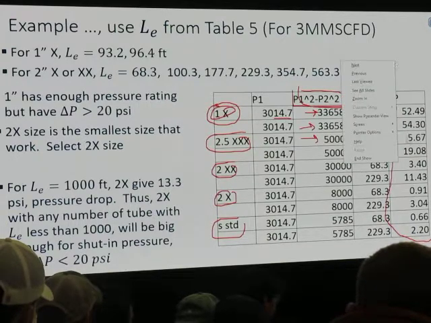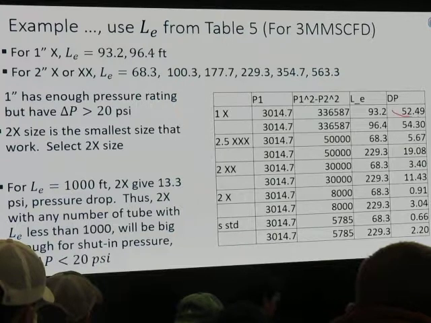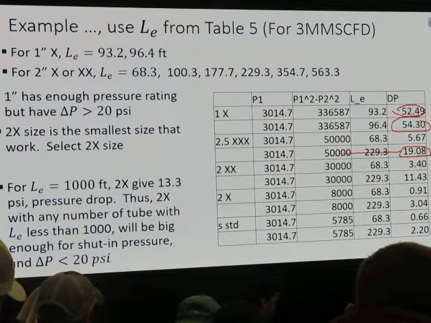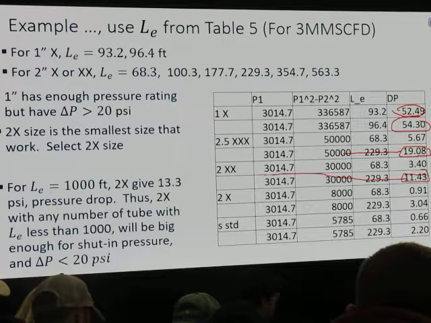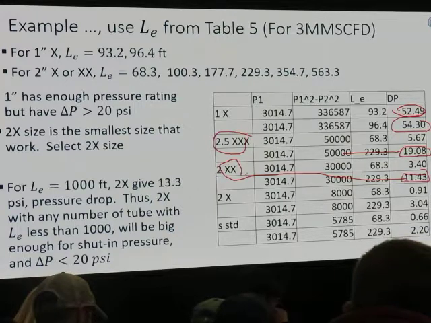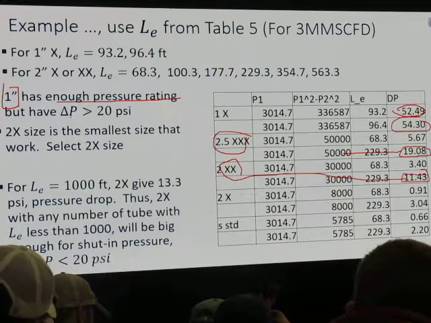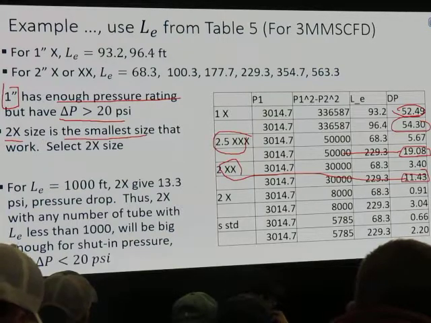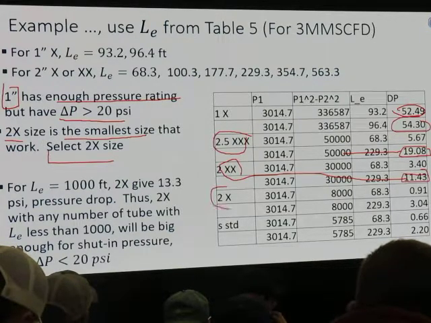So once I know this, which one do I select? This one is more than 20, this one is more than 20, I don't like it. This one is a little bit less than 20, maybe this one is the smallest pipe that works. This one is less than 20, maybe this one, I mean 2XX. Oh, that's why it's 2.5XXX. So we try to select the smallest size that is good. In this case, 1-inch has enough pressure rating, true, but it has pressure drop more than 20 psi per 100 feet. 2X size is the smallest size that works. Select 2X, okay? The smallest size that works.